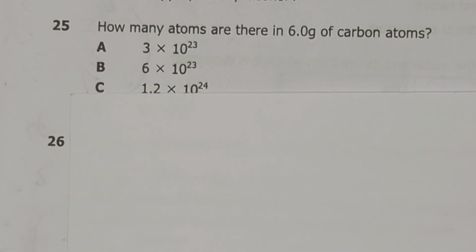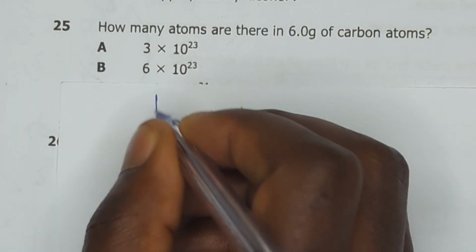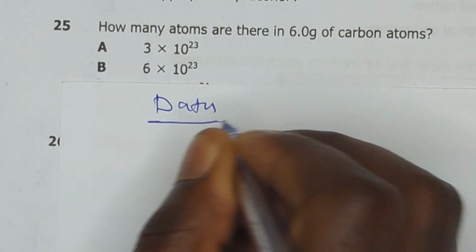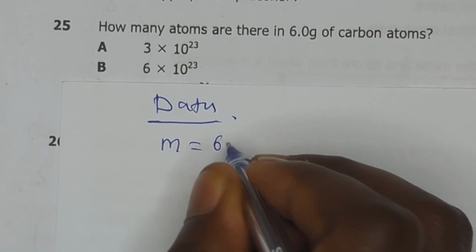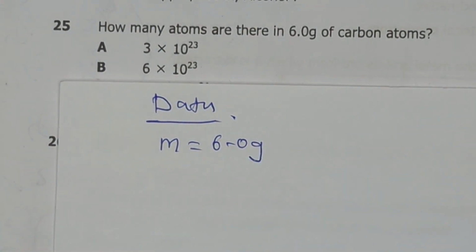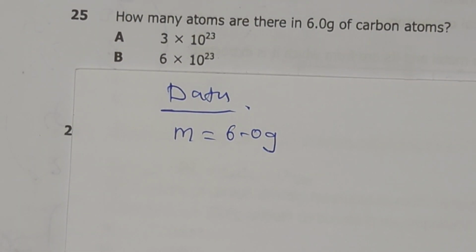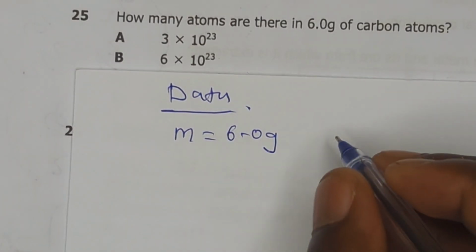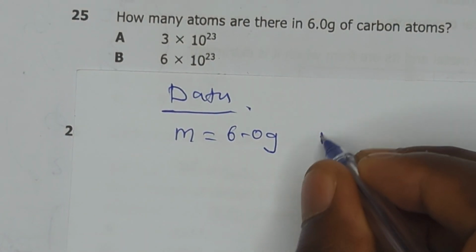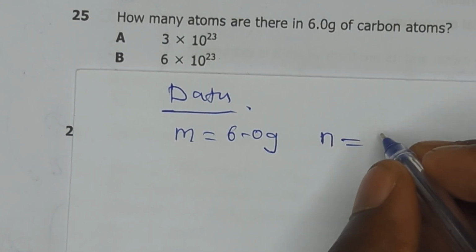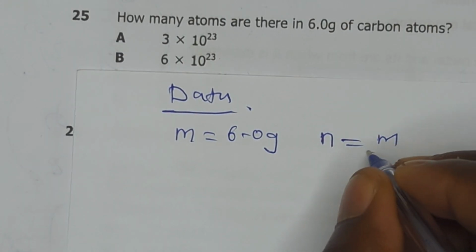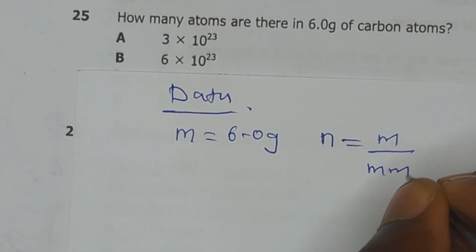So if we get our data, here we've been given the mass, which is 6.0 grams, and we are calculating for the number of atoms in 6.0 grams. For this one, we need to calculate the number of moles of carbon. So number of moles is equal to mass over molar mass.